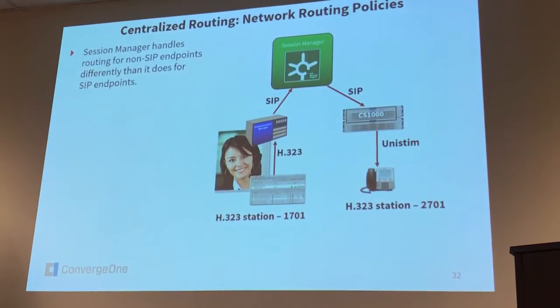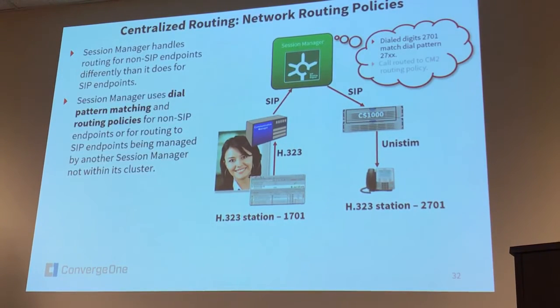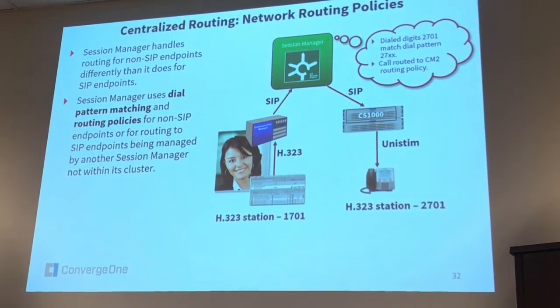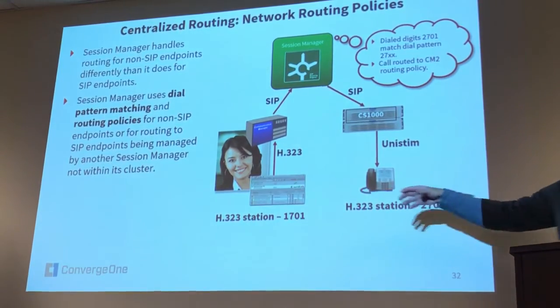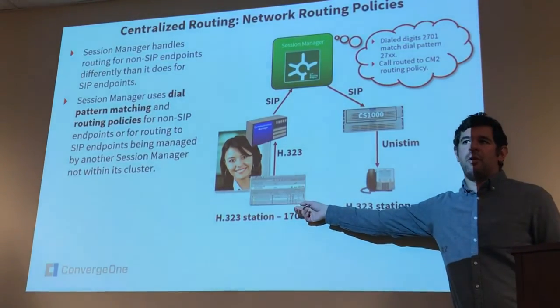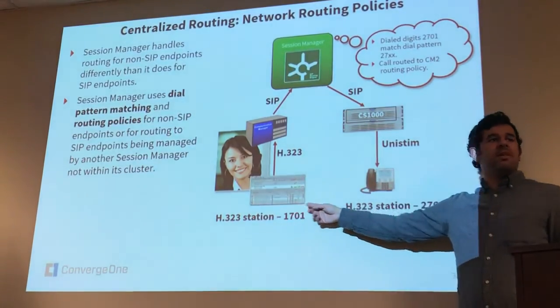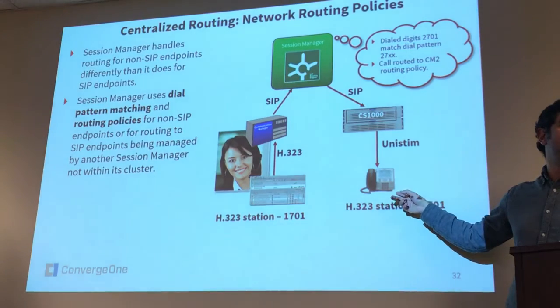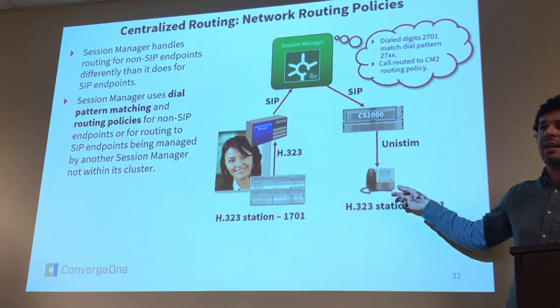The other way of routing is through network routing policies, on page 32. So network routing policies are applied when the destination doesn't have a user profile in session manager. Think about this. In this case, we have an H323 phone registered to CM trying to call another H323 phone, in this case registered to the IP PBX, the CS1K.